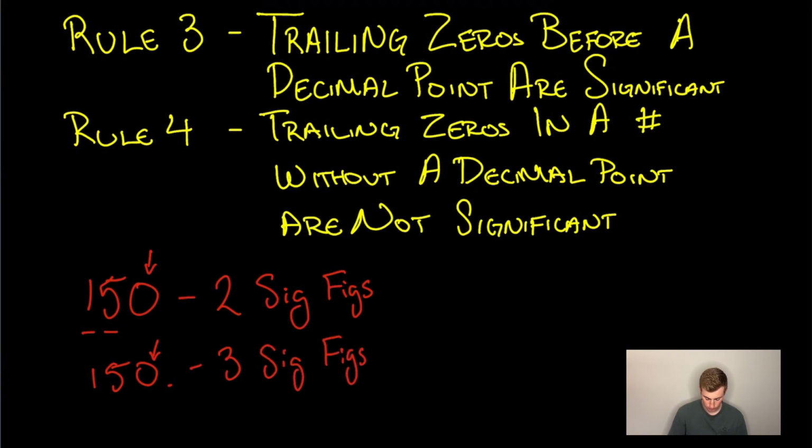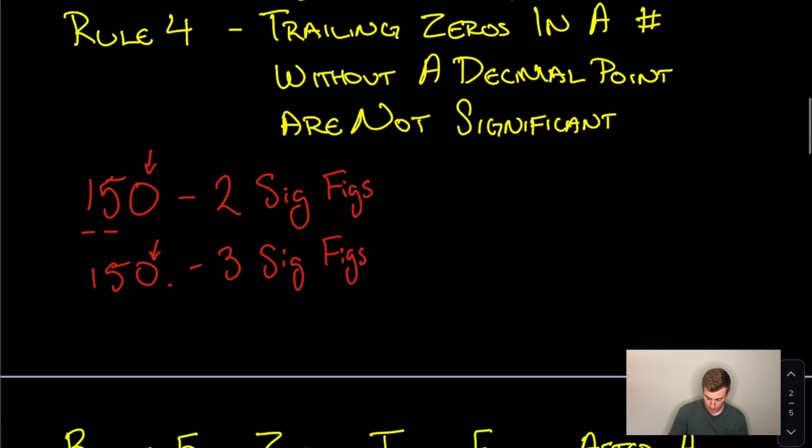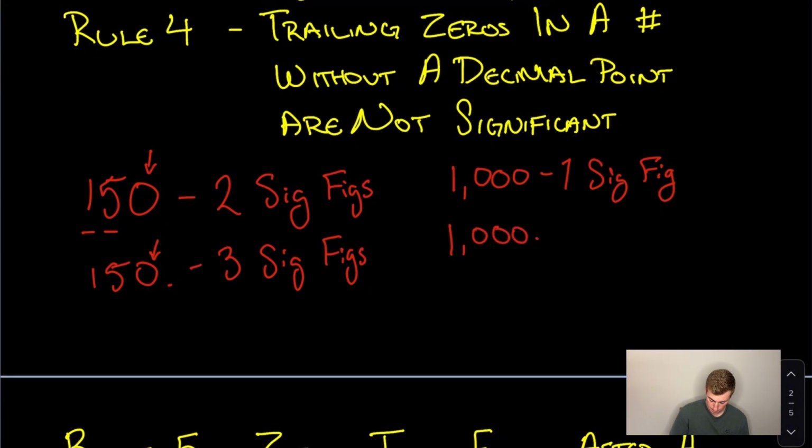If we do another example real fast here, let's say we have 1,000. Well, if we have 1,000 without a decimal point, that's just one sig fig. But if we have 1,000 with a decimal point, that makes us have 4 significant figures, because these 3 zeros here are now significant because of the decimal point.